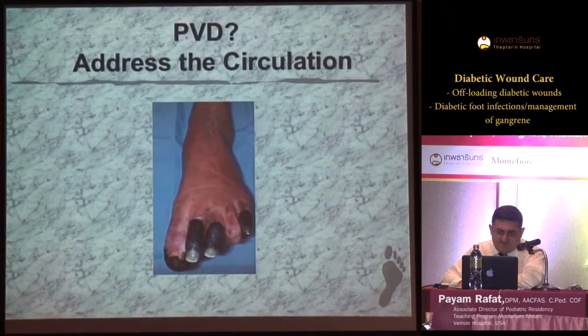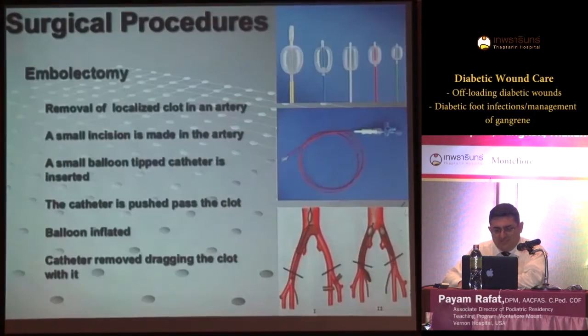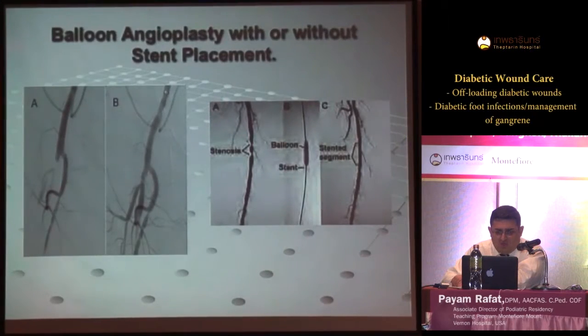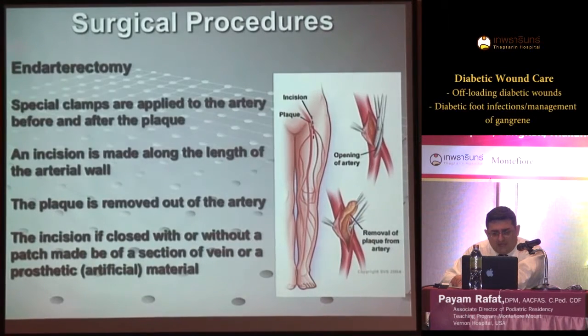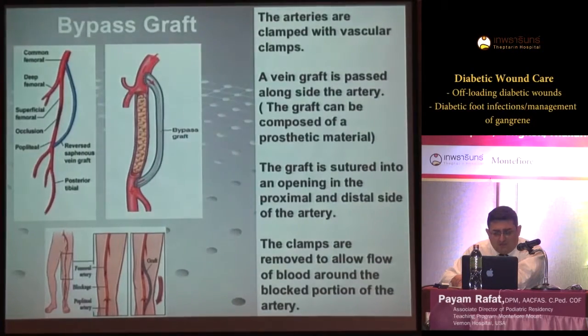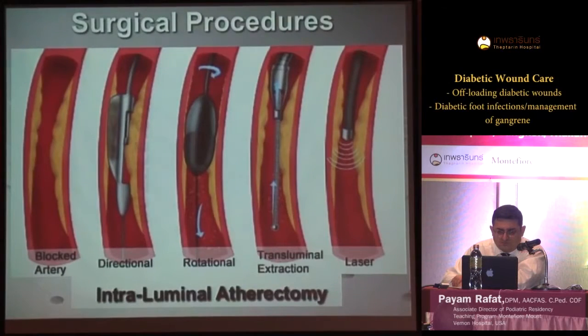So when a patient comes in and they have PVD, we need to address the circulation. We send them to our vascular colleagues, which may be able to do some embolectomy procedure, balloon angioplasties with or without stent placement, endarterectomy procedures, removing the plaque. Or they can do a bypass graft if the lesion is too large to remove, and they can basically do a detour around the blockage. Or they can do intraluminal atherectomy procedures utilizing various devices that are now readily available.